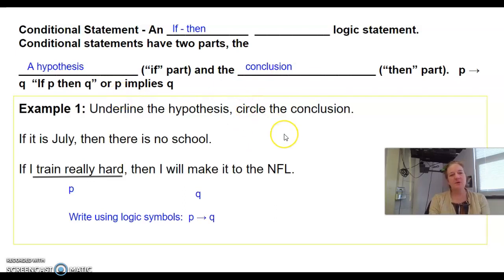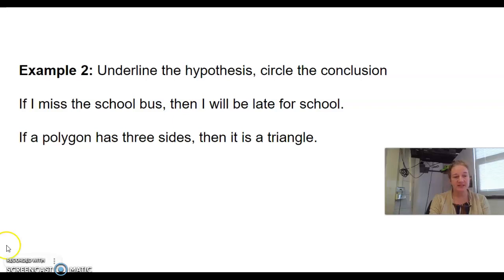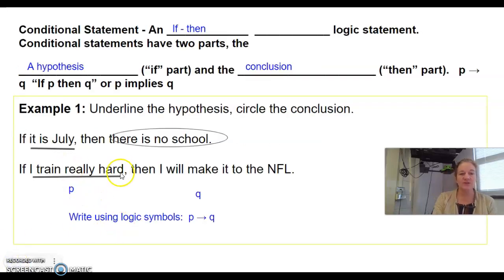So we're going to underline the hypothesis and circle the conclusion. So you're going to underline "it is July," because the if tells me it's the hypothesis. That's my P. Then I'm going to circle "there is no school." That's my Q. Whoops-a-daisy. Keep doing this. The second example, "if I train really hard," that's my P. Then "I will make it to the NFL." And somehow I've lost the circle here, and I'm sorry. So you circle this on your notes, and that's the Q. And instead of writing, if I train really hard, then I will make it to the NFL, I can write P arrow Q. It's the same thing. I'm just substituting, just the way I would with numbers, but now I'm substituting words.